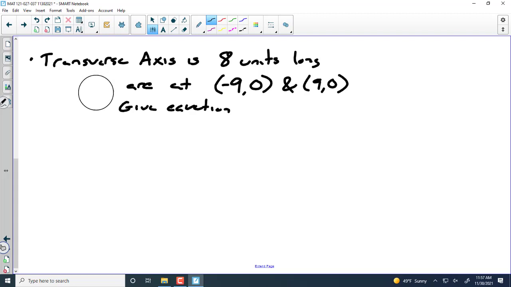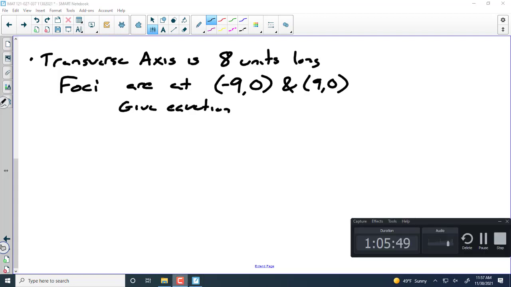This should have said foci. What in the world? Everyone, I am so sorry. That was a bogus problem because the transverse axis and the vertices are related, so that couldn't have been done. Everyone, the foci are at -9, 0 and 9, 0. That's what I get for making up a problem on the spot. All right, try this one.